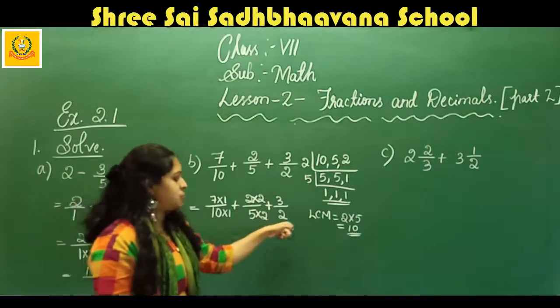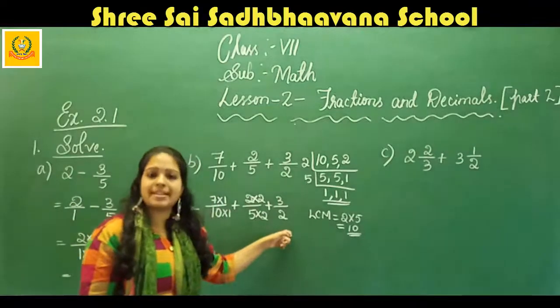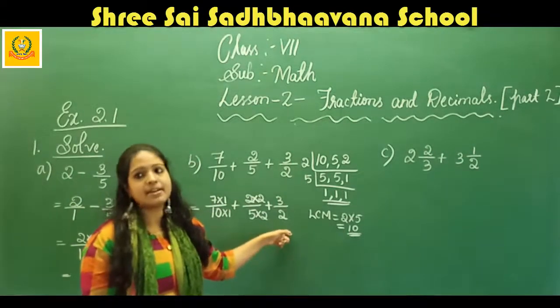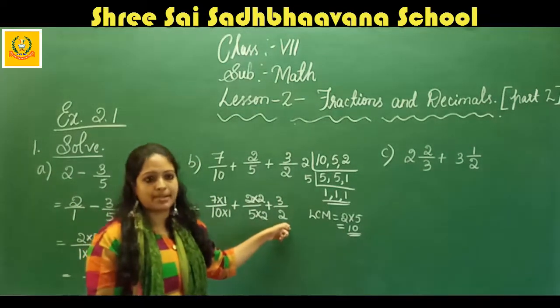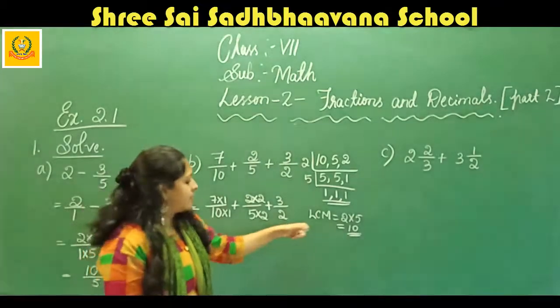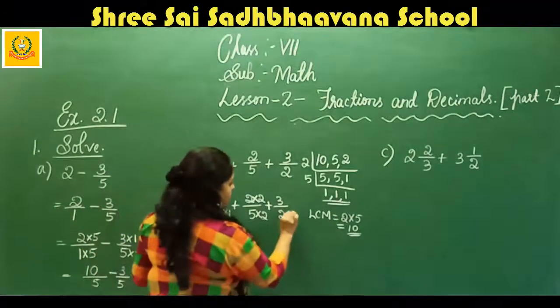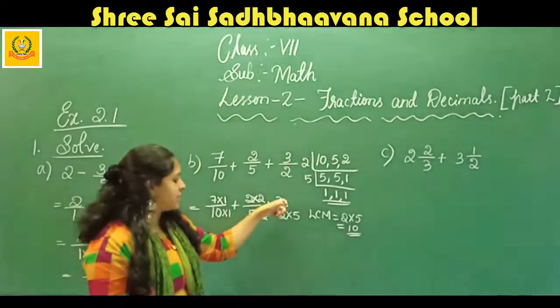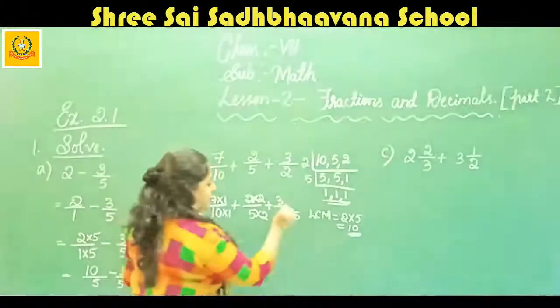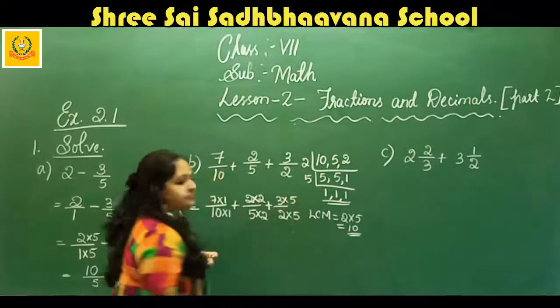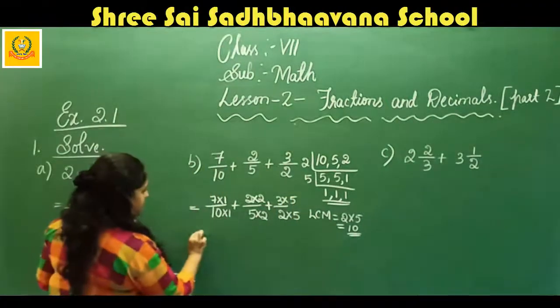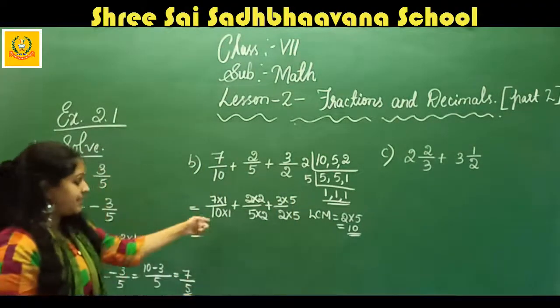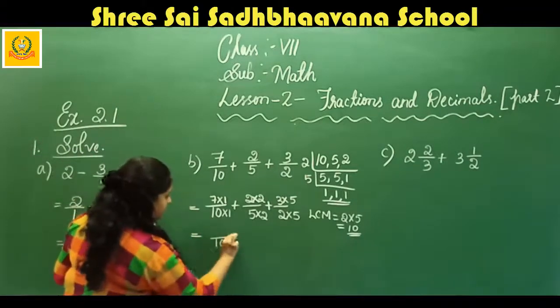Now I want to make this 2 as 10. 2 how many are 10? 2 5s are 10. That means I have to multiply this 2 by 5. Okay? Yes. Not only that, I have to multiply this 5 even for the numerator also. That is into 5. Okay? Yes.